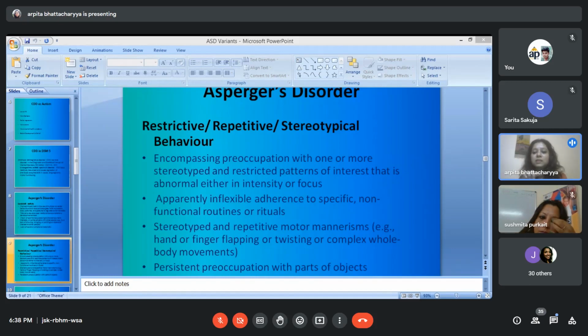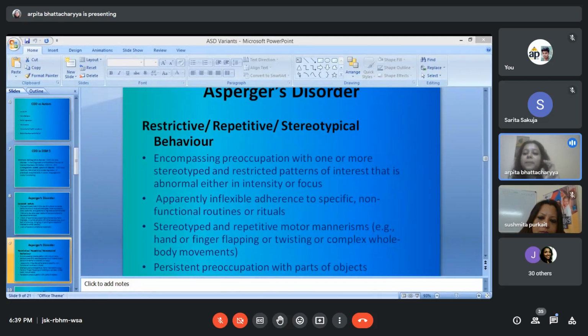So the spike will be very different. What I want to say is that in CDD, I was saying that there will be a global developmental deficit. If this is the average line, a CDD child will be here, much below average, performing poorly in every sphere of life. Asperger will be somewhat like this. In some aspects, they will be above average, some aspects average, some aspects below average. So they are not having global developmental deficit. The graph with all the aspects of life will be like a spike over there. It won't be a flat line below average.